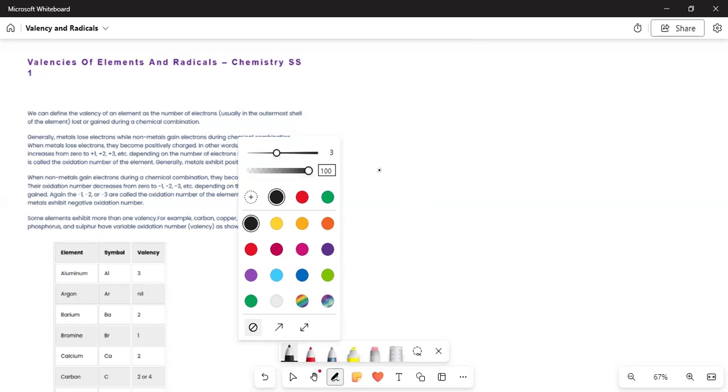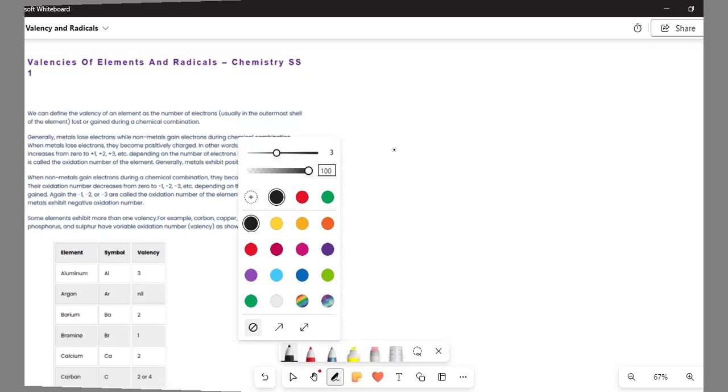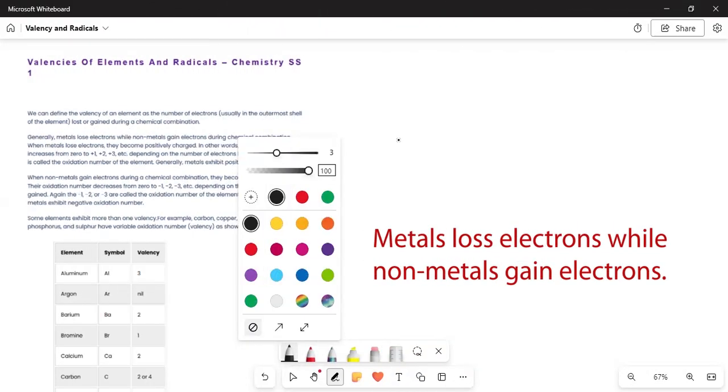Whenever there is chemical combination or reaction, electrons are either lost or gained. And the loss or gain of electrons usually occurs at the outermost shell. The number of electrons lost or gained is known as the valence of that element. Generally, metals lose electrons, while non-metals gain electrons.